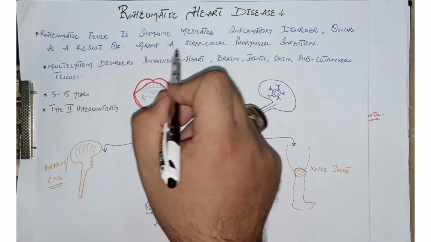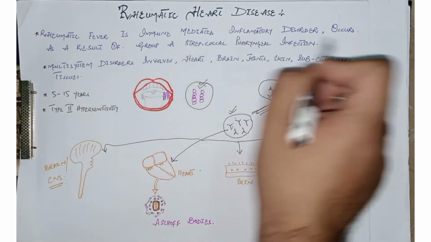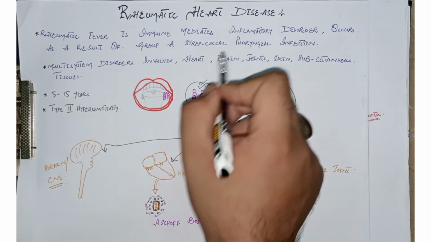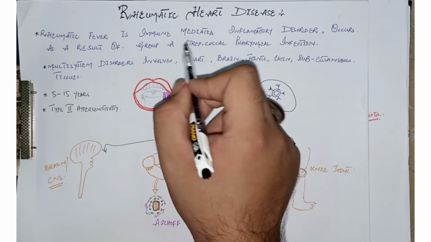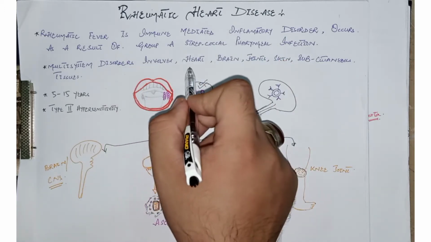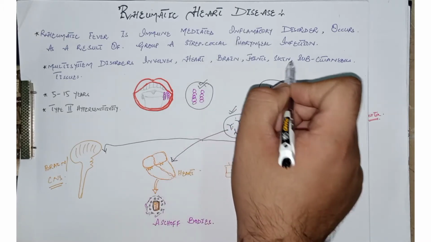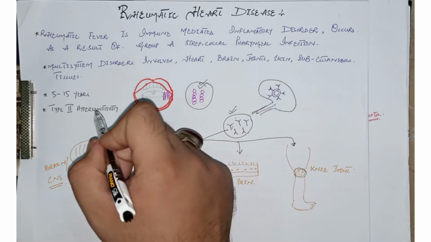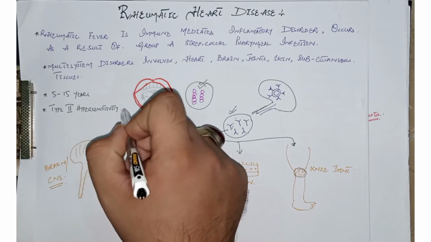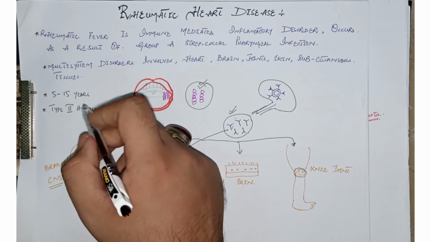So, what is rheumatic fever? It is an immune mediated inflammatory disorder which occurs as a result of group A streptococcal pharyngeal infection. The most commonly involved bacteria is Streptococcus pyogenes. It is a multi-system disorder which involves the heart, brain, joints, skin, and the subcutaneous tissues. The most commonly involved age group is 5 to 15 years, and it is a type 2 hypersensitivity reaction.